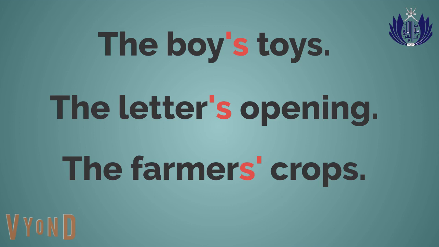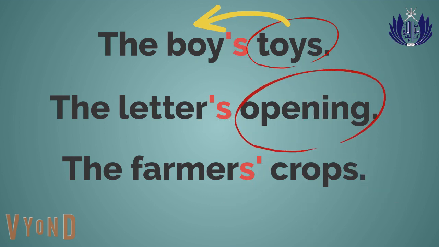As you can see, the possessive S is used to show that something belongs to someone or something else. In more detail, in sentence 1, the toys belong to the boy. In sentence 2, the opening is part and parcel of the letter. And in sentence 3, the crops belong to the farmers.